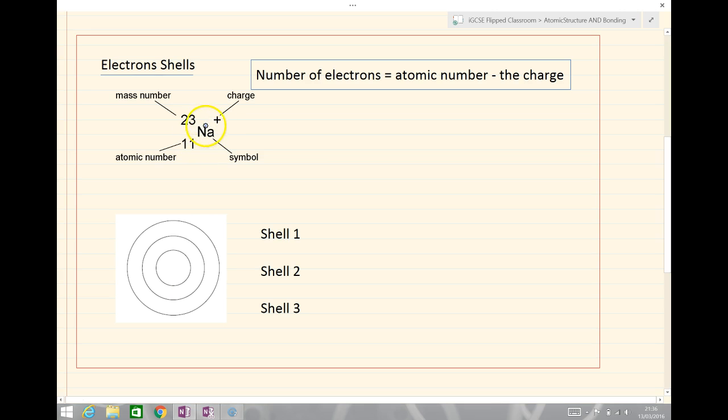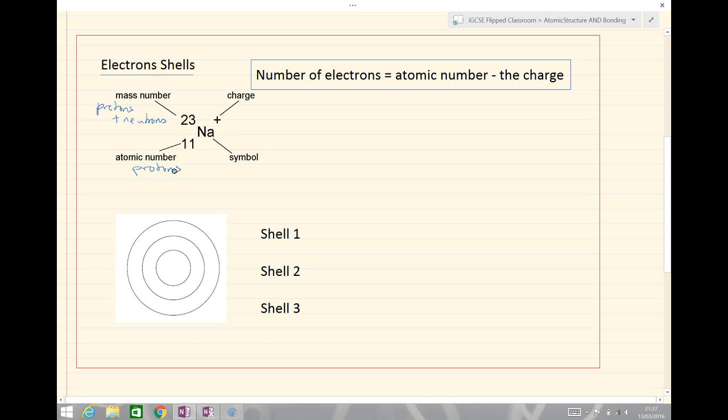We have a symbol which states basically the number of protons that there are in the element. We have the atomic number, which tells us how many protons there are in that given element. We have the mass number, and this is the number of protons plus neutrons. Atomic number there is the number of protons. And we also have the charge.